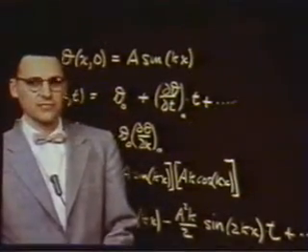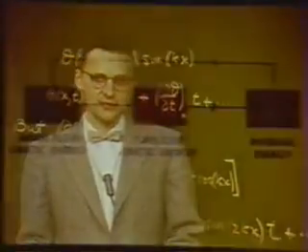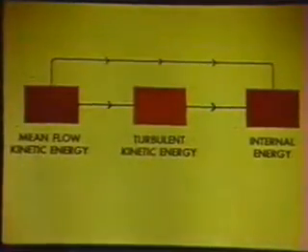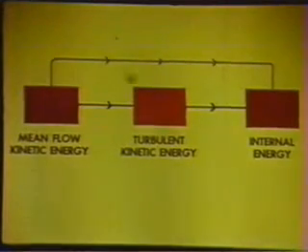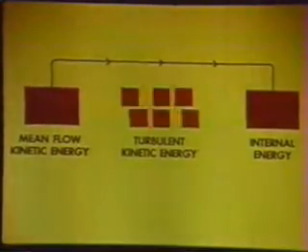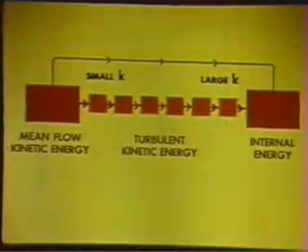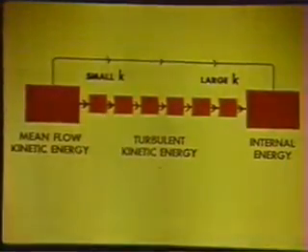Very crudely, we can represent this energy transfer process as a series of boxes, one for mean motion kinetic energy, one for turbulent kinetic energy, and one for the internal energy of molecular agitation. The transfer to internal energy is the dissipative action of fluid viscosity. In more detail, we might split the turbulent kinetic energy box into a chain of small boxes representing a distribution of eddy sizes. More correctly, this whole transfer process must be represented in terms of continuous curves.